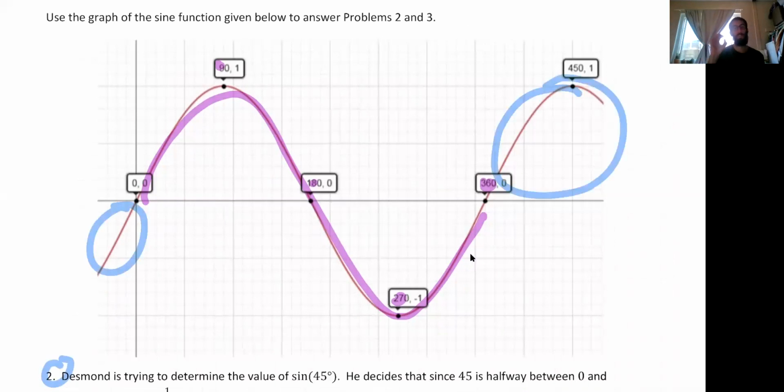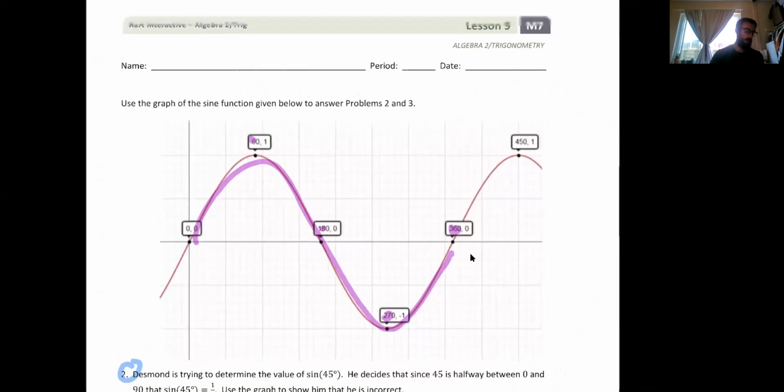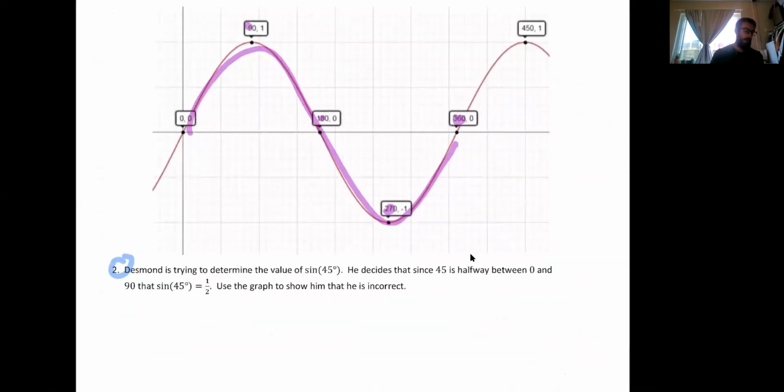We just normally focus on the first rotation when we're starting to learn the unit circle. So long story short, that's a lot of backstory. We want to use this graph to our advantage, and let's see if we can do so. Desmond is trying to determine the value of sine of 45. See if we can help Desmond out.